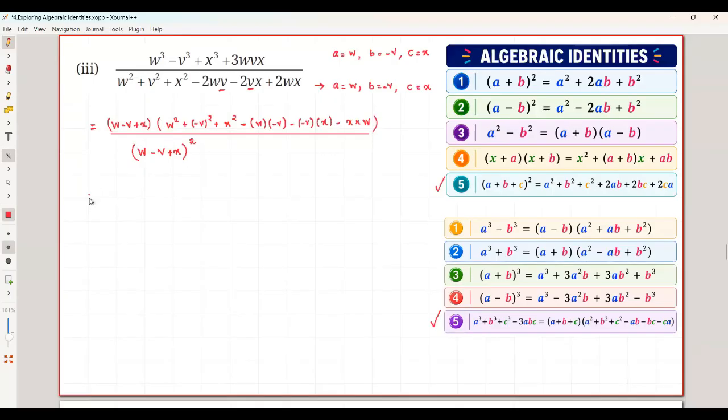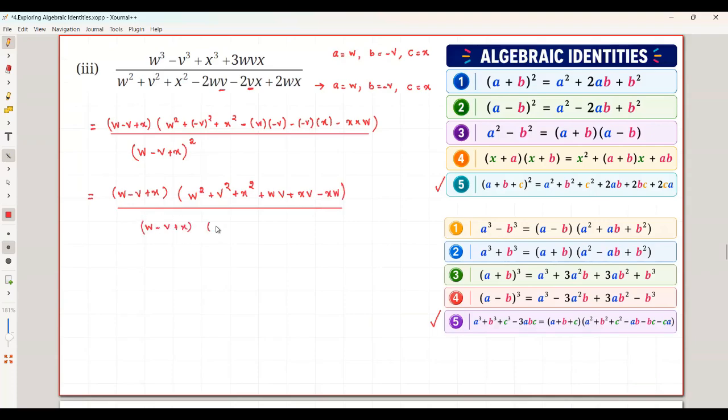Now, once again, just write and explain. So we have W minus V plus X into W square minus V square plus V square, it will become V square only, plus X square. Here plus into minus is plus WV. Here minus into plus, again this will become plus XV. So here minus into plus is minus XW. The whole divided by W minus V plus X.